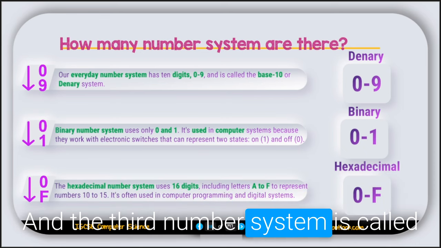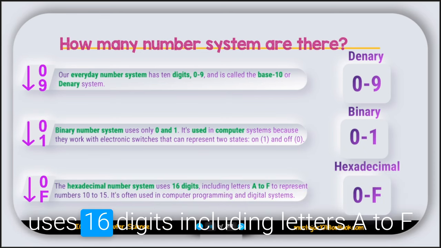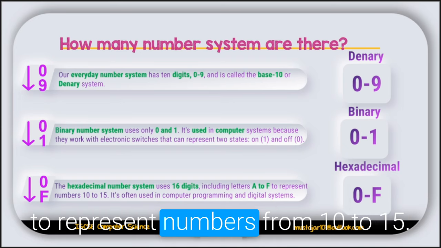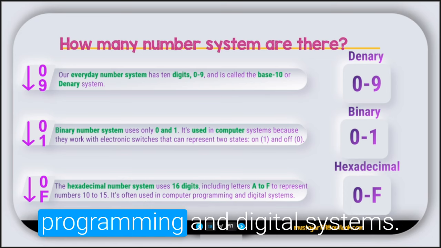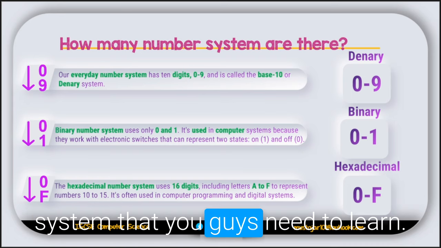And the third number system is called the hexadecimal number system. The hexadecimal number system uses 16 digits, including letters A to F, to represent numbers from 10 to 15. It's often used in computer programming and digital systems. These are the three number systems that you need to learn.